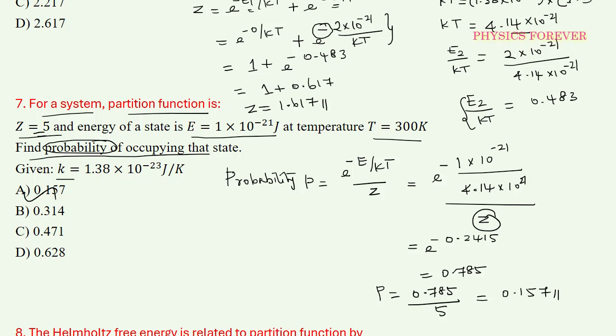This is the important formula: e power minus E by kT divided by Z. The E value is given, then k and T, which we already found. Just divide, take the exponential, and since the Z value is already given, substitute it and we get the probability.